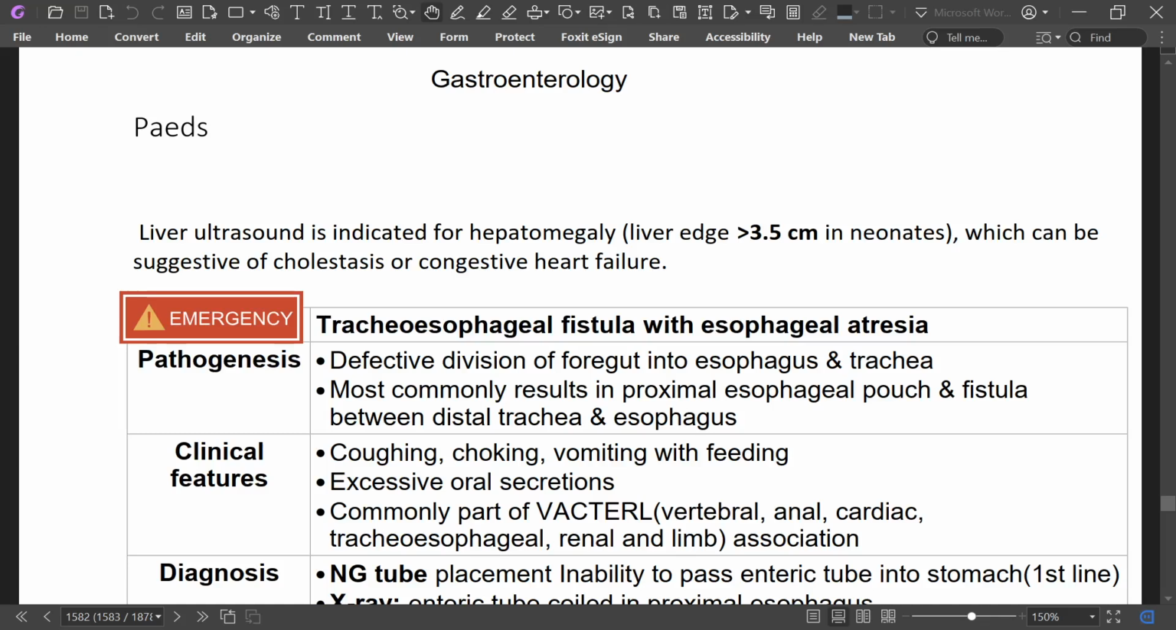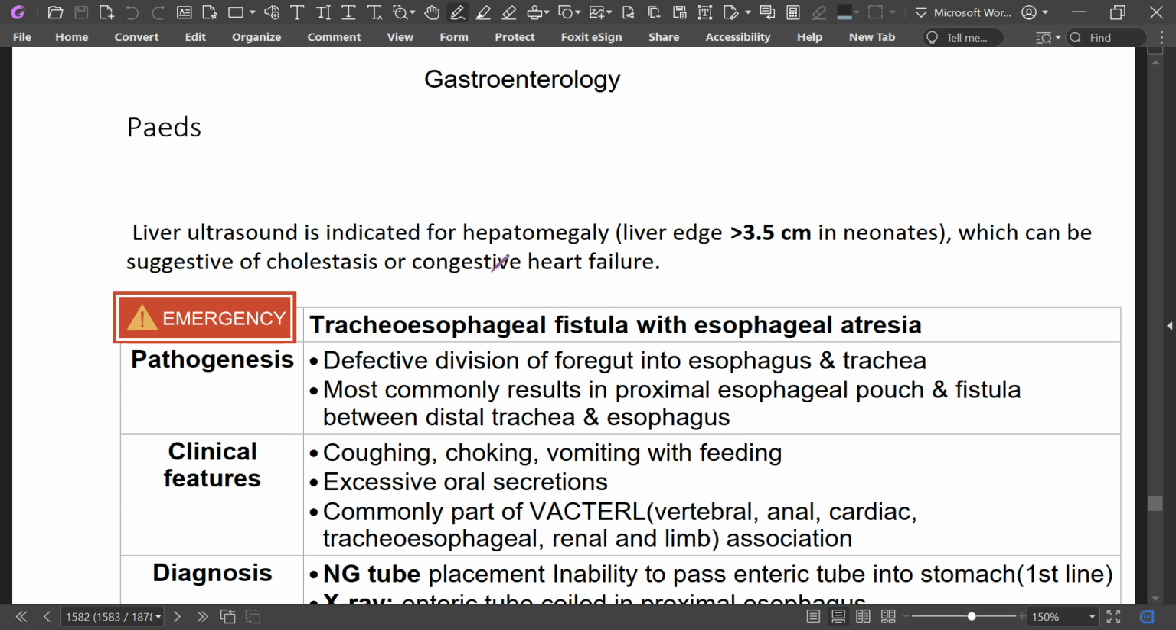Now I would like to discuss gastroenterology, the series of 10 pages at a row. I would like to discuss tracheoesophageal fistula with esophageal atresia.